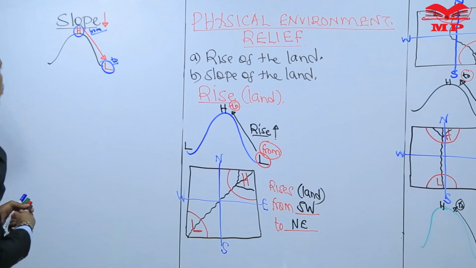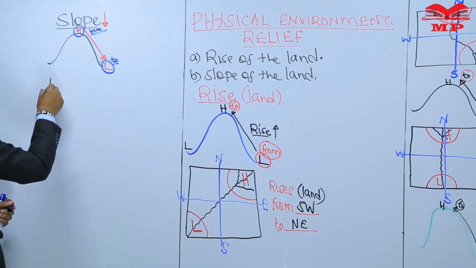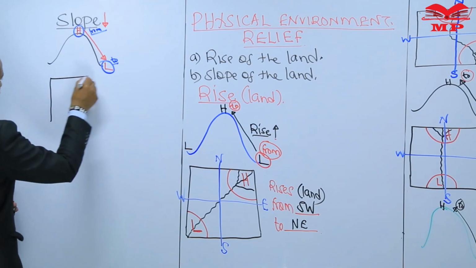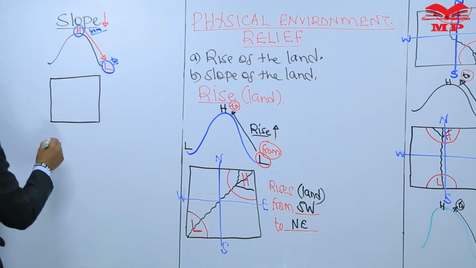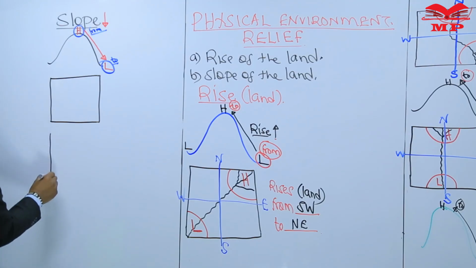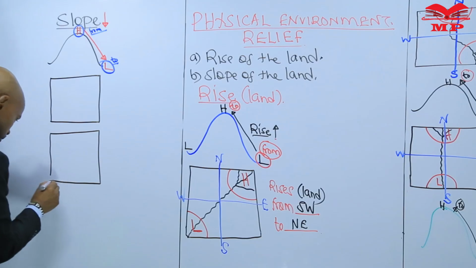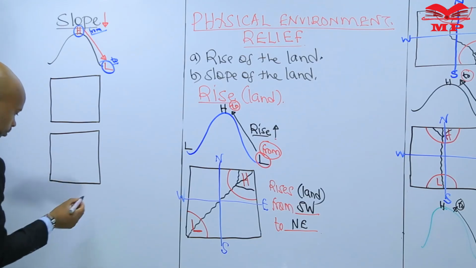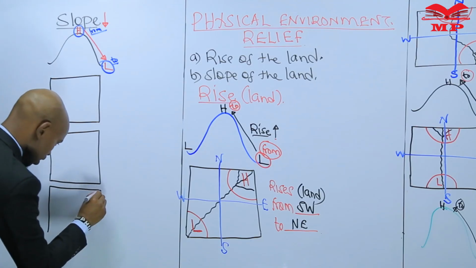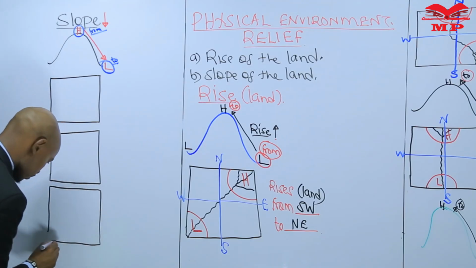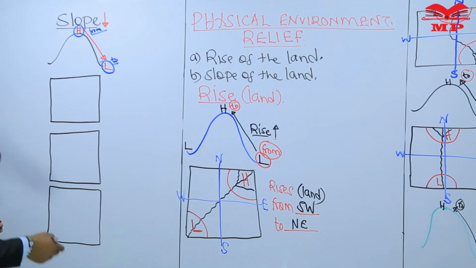Let us illustrate that one in a map for better interpretation. Let's have our map there. Maybe have another one there, and probably have another one here still. There's no harm in giving 3 examples.